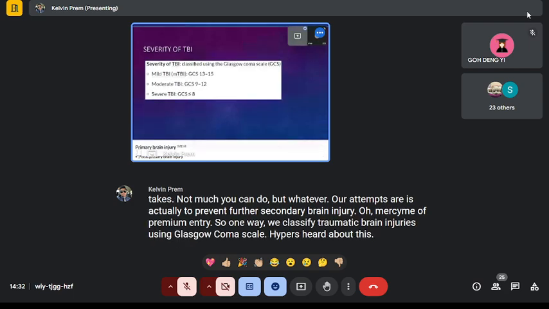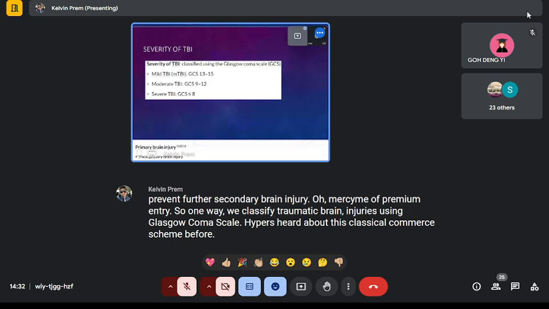Have you all heard about this Glasgow Coma Scale before, in any other lectures or in medical lectures?